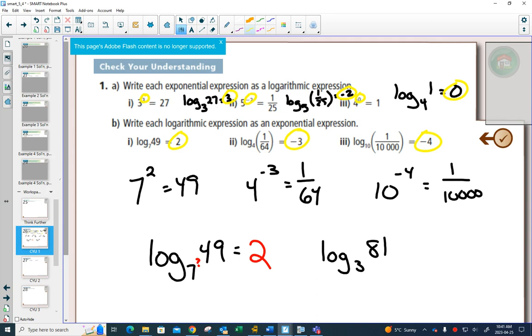Log base 3 of 81. This is asking what exponent would be there, since logs solve for an exponent. What exponent would be there so that 3 to that exponent is 81? On your powers chart, 3 to the 4 is 81. So I'd like you to circle questions 5, 6, and 8.